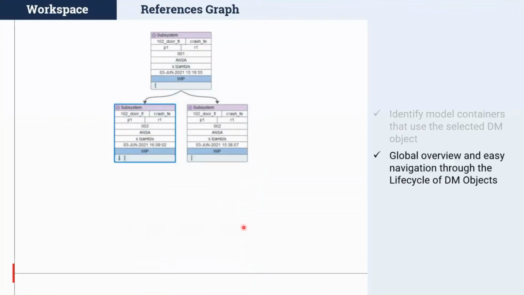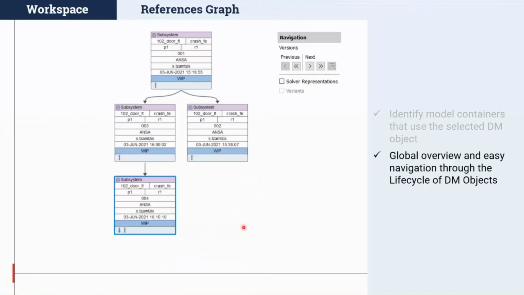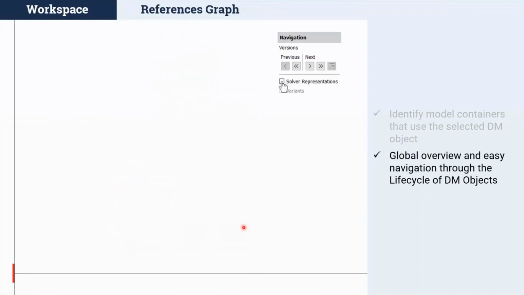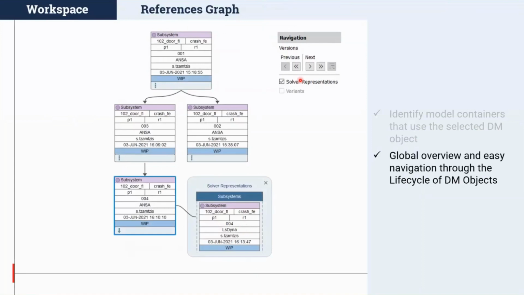Another option introduced for ease of navigation on the graph itself is a GUI with utility buttons to facilitate visibility control of the reference graph. Users can see the previous and next version of a particular subsystem or simulation model, and navigate properly. Additionally, there is a tab to show the solver representation itself. Once this checkbox is enabled, users can see the solver representation available for that particular subsystem.